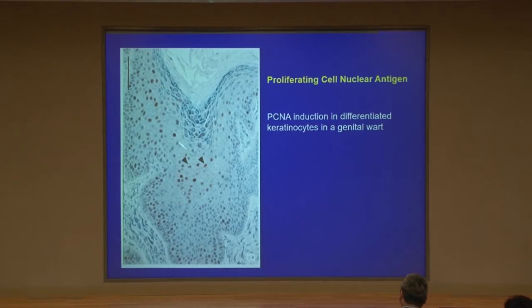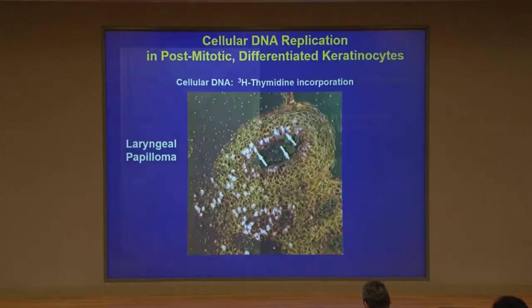You can see now we're looking at PCNA, and lots of differentiated cells are positive. We can still see the parabasal cells are positive, so are many differentiated cells. Basal cells are not really that positive. They still remain relatively quiescent. So a wart is basically hyperproliferation of the parabasal cells to generate extra tissue.